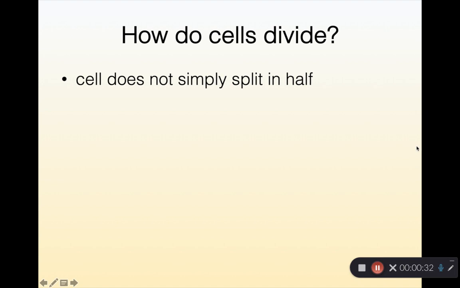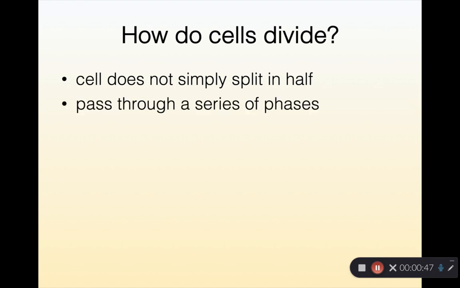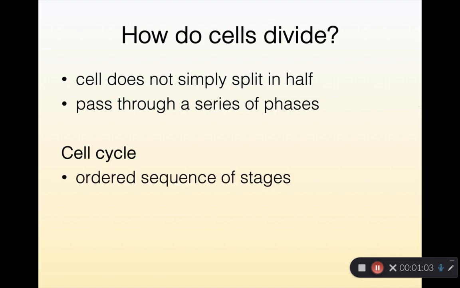So it's important to know that we're not just splitting our cells in half. There are very specific processes that go into preparing for the cell to divide, and then the actual process of division itself. And really, we're going to be talking about a series of phases, and that's how biologists tend to classify the different types and processes that are happening in order for a cell to successfully divide. And we call this the cell cycle.